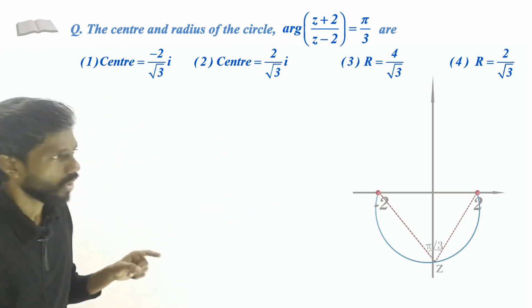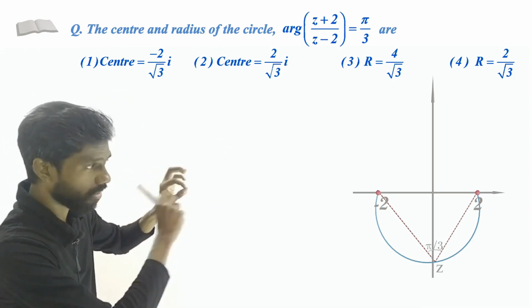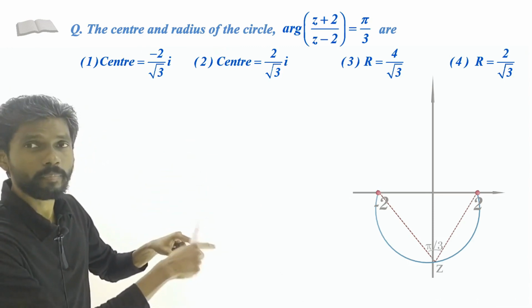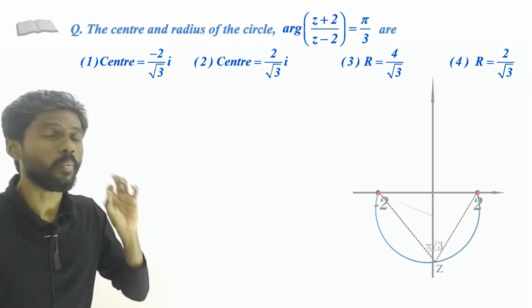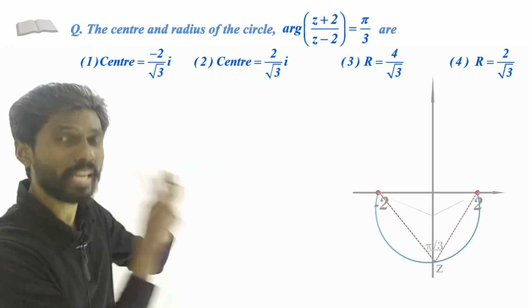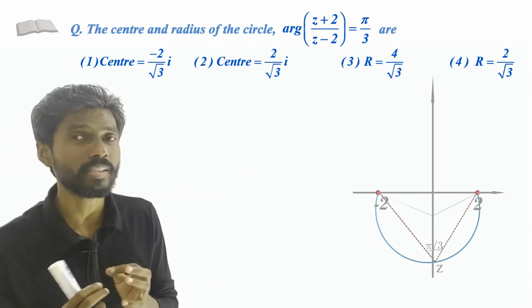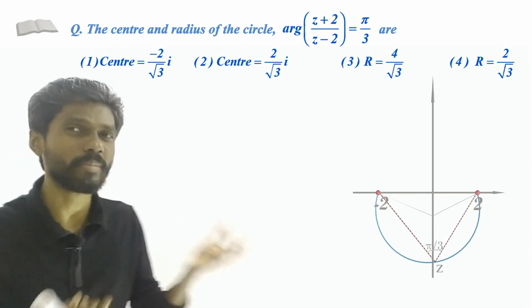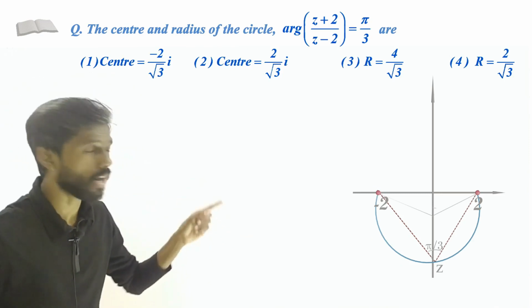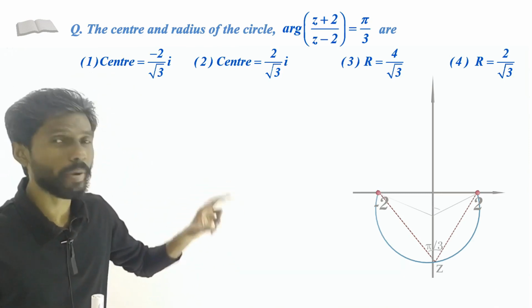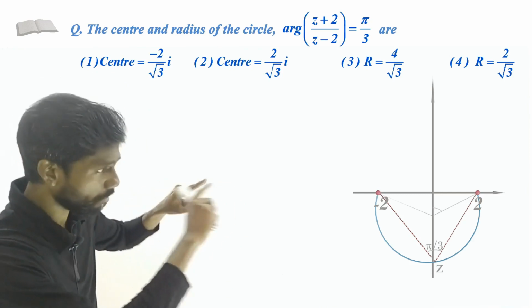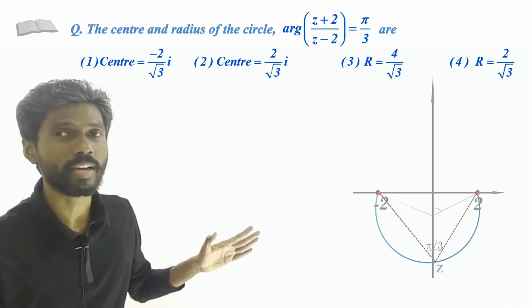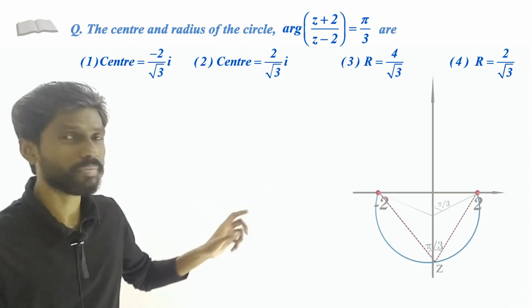Now the angle subtended by the chord AB, the chord joining these two points, is pi by 3, 60 degrees. That means the angle subtended at the circumference is 60 degrees. So what is the angle subtended at the center? It is twice that, which is the property of the circle. That means it is 120 degrees, 2 pi by 3, the angle subtended by the same chord at the center. Now we find half of that angle, which is again 60 degrees.